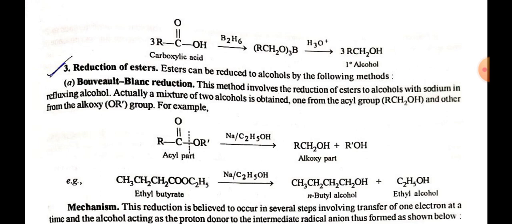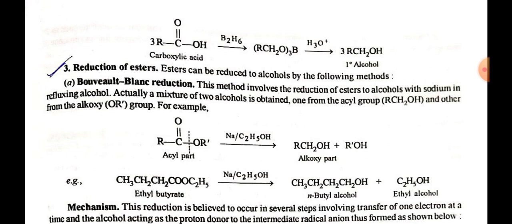Third reaction is reduction of esters. Esters can be reduced to alcohol by the following methods. Bouveault-Blanc reduction: this method involves the reduction of esters to alcohol with sodium in a refluxing alcohol. Actually, a mixture of two alcohols is obtained, one from the acyl group and the other from the alkoxy group. For example, when ethyl butyrate reacts with sodium in the presence of ethanol, it gives n-butyl alcohol and ethyl alcohol.